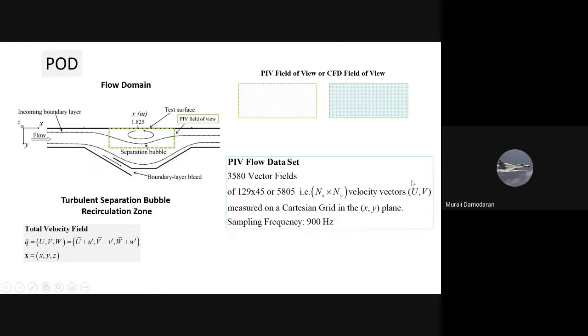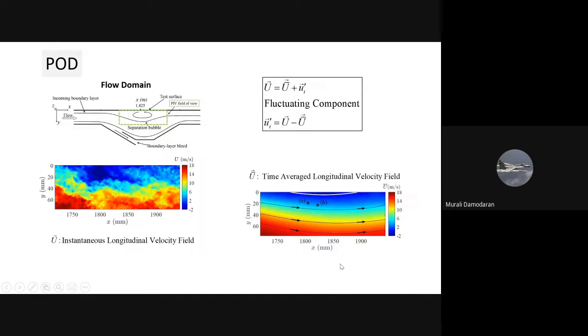From the PIV data, if I plot, I can look at all these velocity components, but I'm only going to look at the longitudinal velocity component, that is the flow in the x direction only. Here this is x and y, but I'm only looking at the flow in the x direction, so u. If I plot the instantaneous longitudinal velocity field at that point, I will get a contour plot which looks very convoluted, almost like art. I can't make any sense out of it.